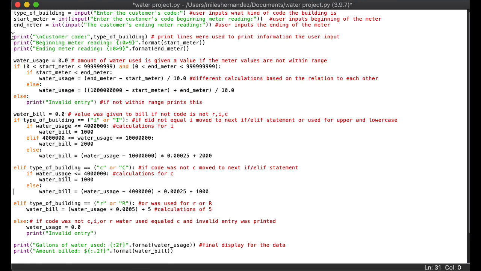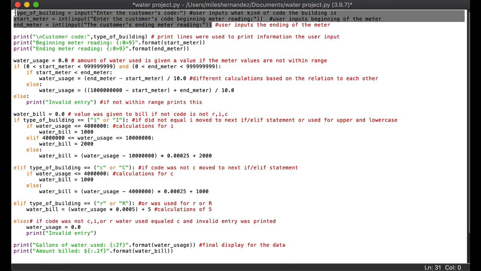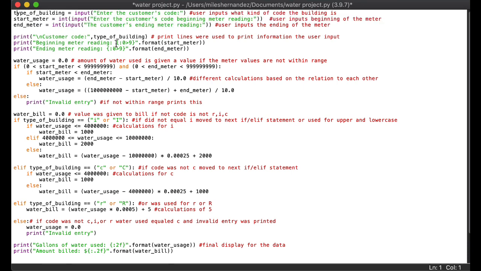And then we added three print statements that would basically just show what kind of info the user input up here. And we added a new line statement so that it matched the sample run. And then we also added these format statements so that if the user input any meter readings that had leading zeros, they would be able to be shown within the print statement.